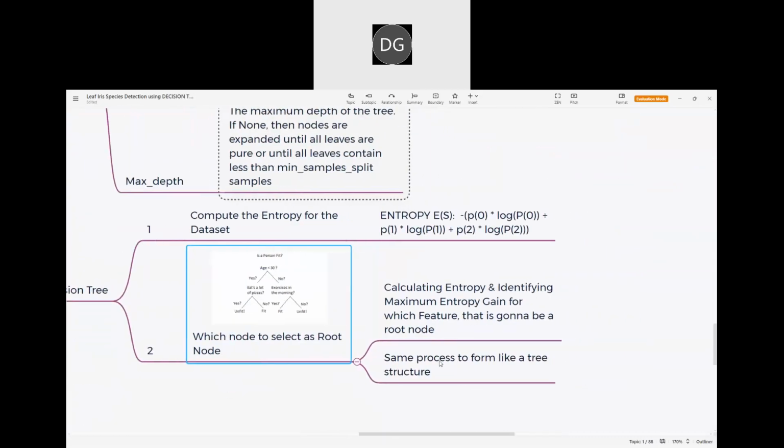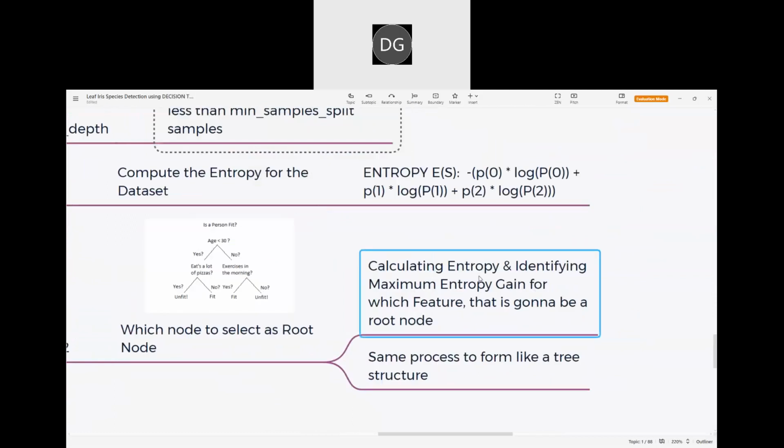So as I told, it will calculate the entropy and identify the maximum entropy. So when it comes to entropy, we will go for the maximum, for which the feature that is going to be the root node. So what it will do, it will check for all the features and find the entropy. Then it will decide which entropy is more for which feature, and that feature it will take as a root node. The same process will be continued for all other sub branches also.